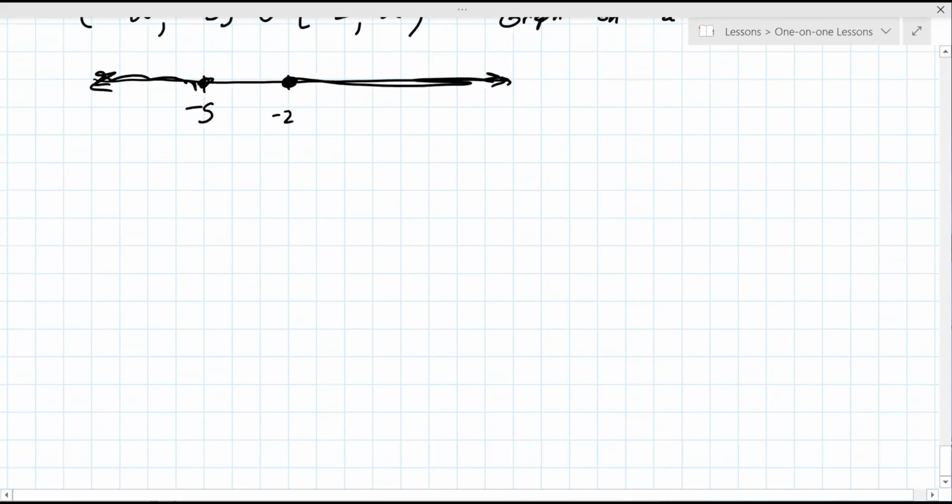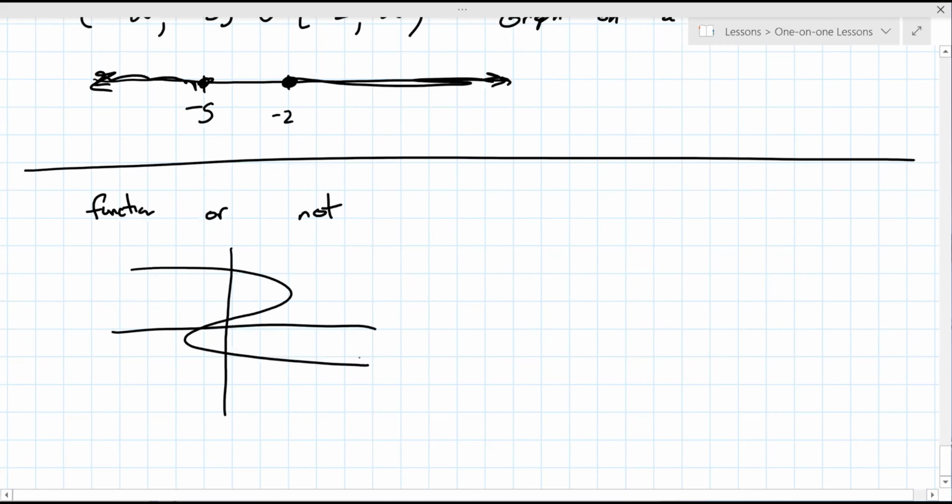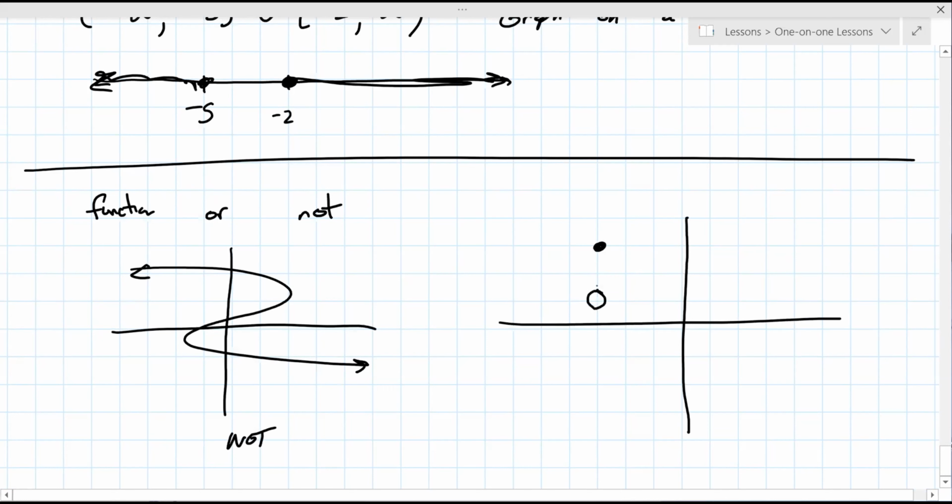So you're going to see another graph that they didn't give you for determining whether something is a function or not. Actually, there's a couple they didn't give you. Here's one that they didn't give you. This is a classic one. This is not a function. And then the other one that they didn't give you is, let's say that this point is here and this one is here, but not filled in.